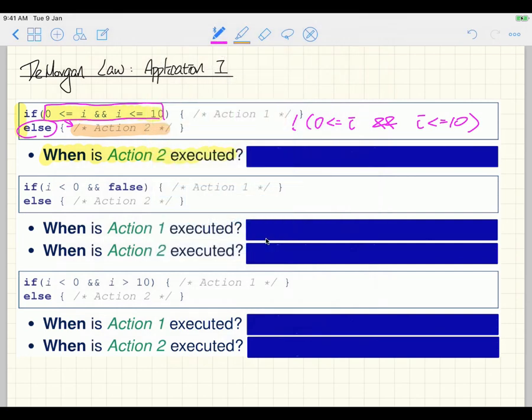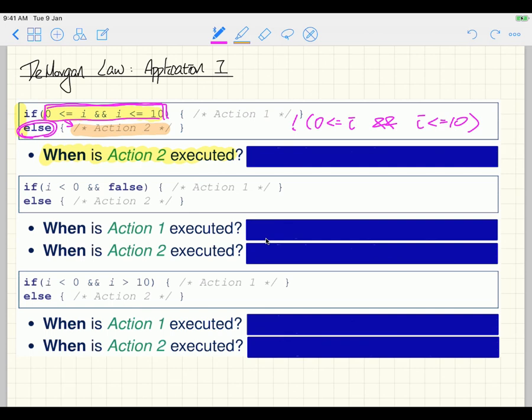Again, we are only going to execute the else branch when this particular condition for the if is actually false. That's why I put a negation at the front. Now, how do we simplify this using the law?